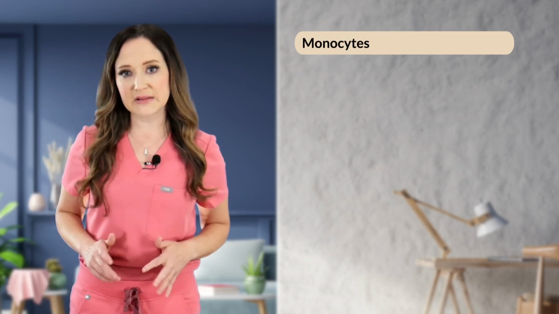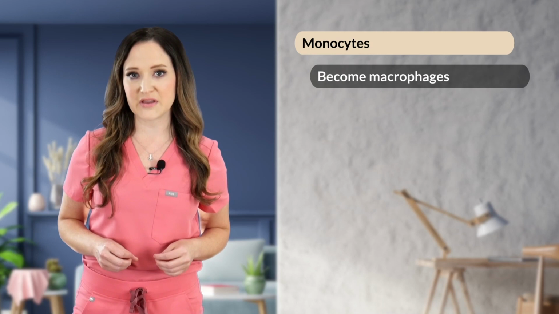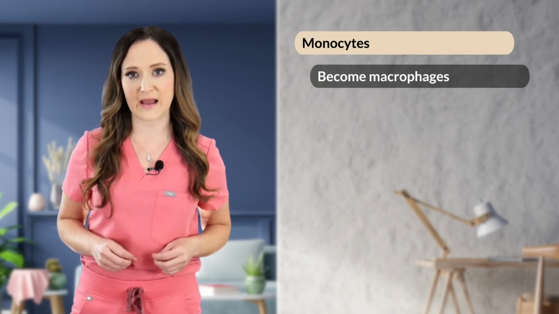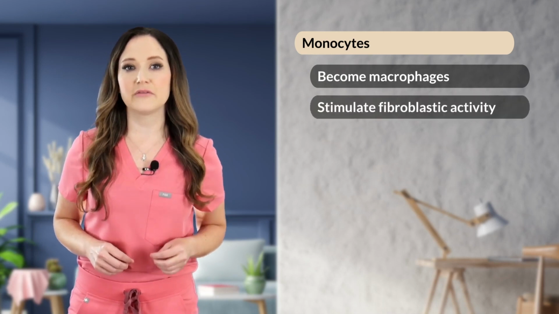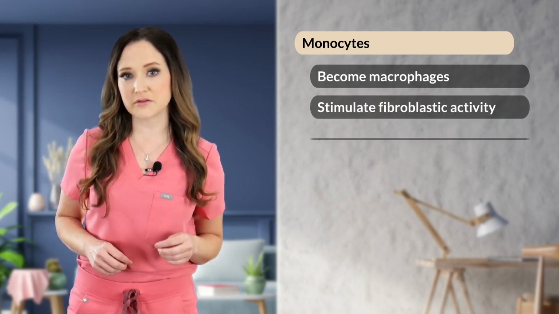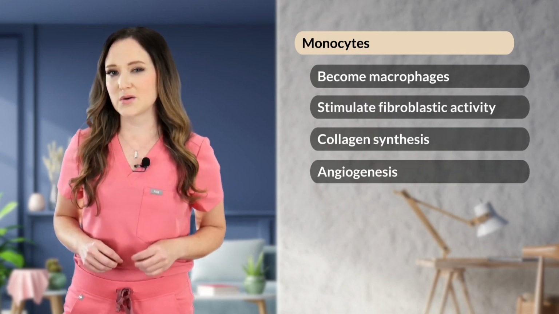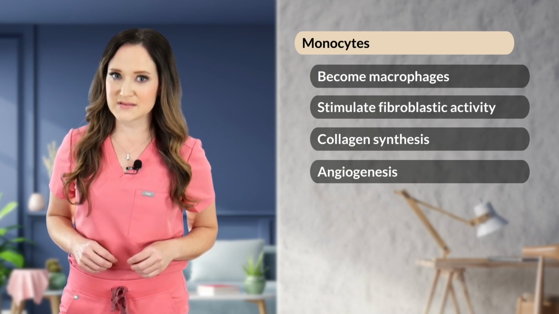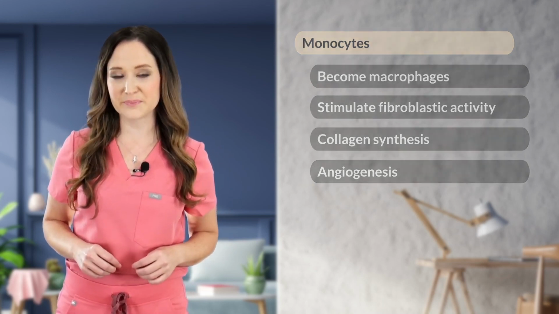Monocytes show up a little bit later, approximately 12 hours after trauma, and then become macrophages within 24 to 48 hours. Monocytes are pretty helpful in that they stimulate fibroblastic activity, collagen synthesis, and angiogenesis. As the monocytes go into their cool phase as macrophages, they remove necrotic tissue, bacteria, and foreign material.